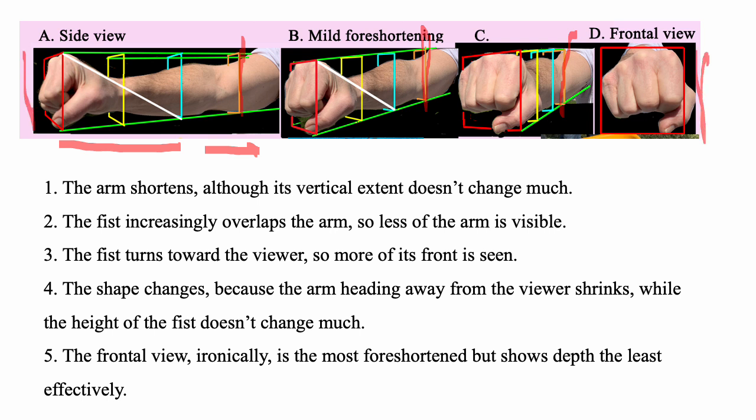The fist increasingly overlaps the arm, so less of the arm is visible. The fist turns toward the viewer, so we see more of its front side. And the shape changes because the part heading away from the viewer shrinks, while the width and height of the fist doesn't change much. But ironically, this, which is the most foreshortened, actually shows depth the least because we don't see the rest of the arm. We just see a frontal view of the fist.